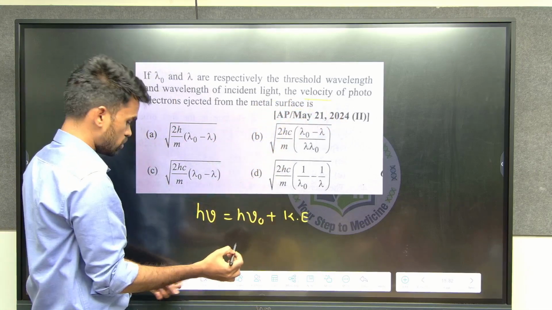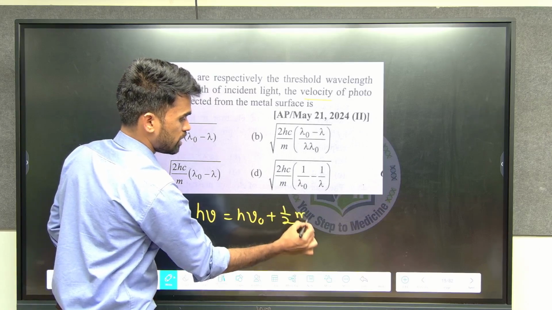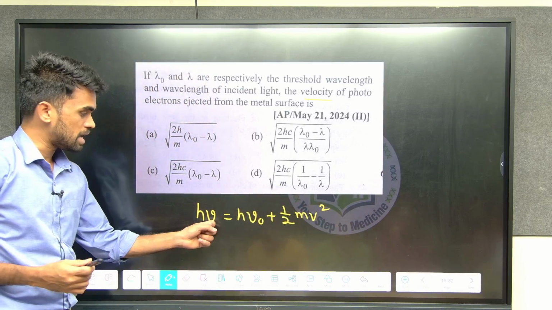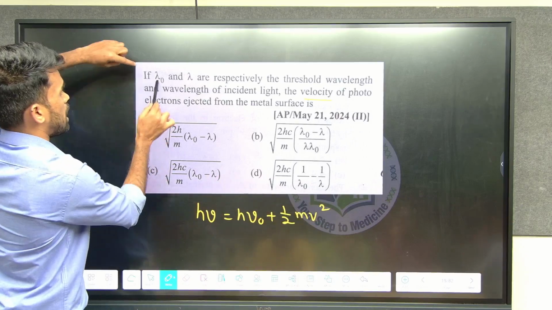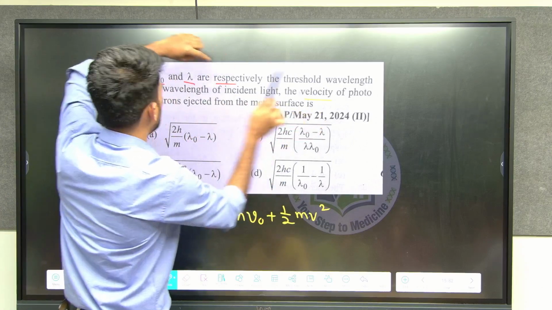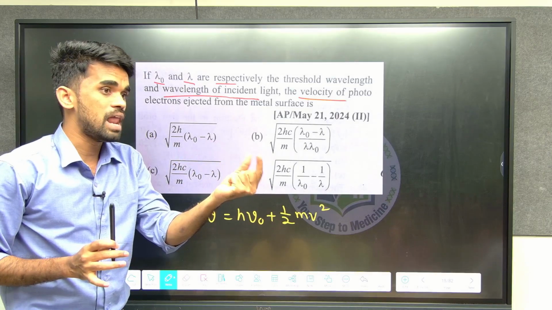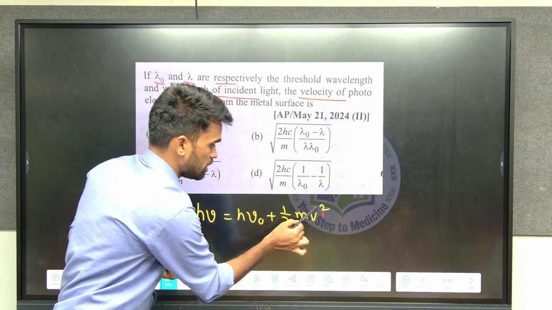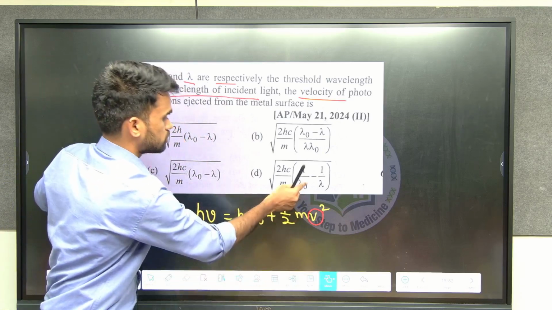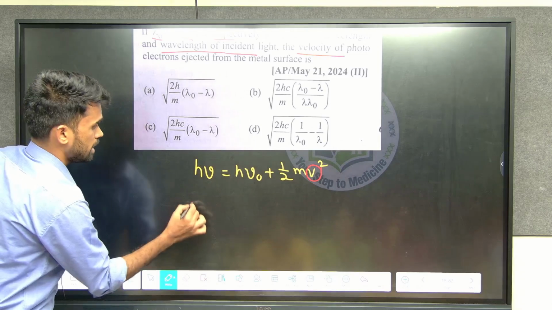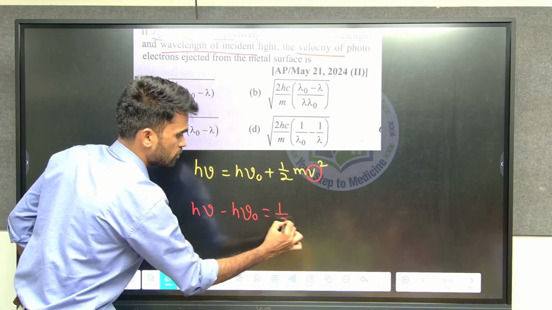Velocity they are saying, so you can make it as half mv square. So these are frequency, this is velocity. Now they are asking the relation between lambda naught and lambda, respectively the threshold wavelength and wavelength of incident light, then the velocity of photoelectron. Where do we have velocity? This v. So you send all these things to this side. What happens? It becomes h nu minus h nu naught equals half mv square.